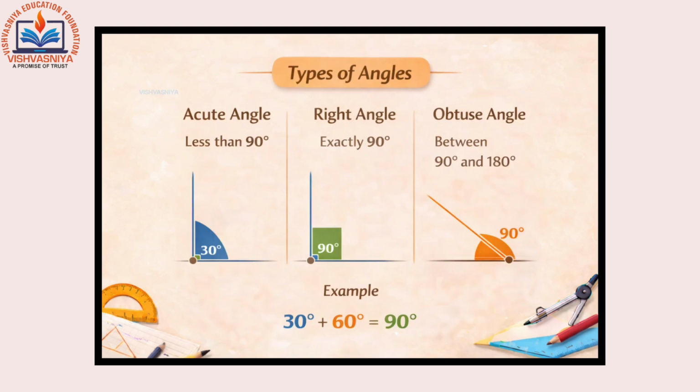Angles are classified based on their size. An acute angle is an angle that measures less than 90 degrees. A right angle measures exactly 90 degrees. An obtuse angle measures more than 90 degrees but less than 180 degrees. Understanding these types will help us understand complementary and supplementary angles better.